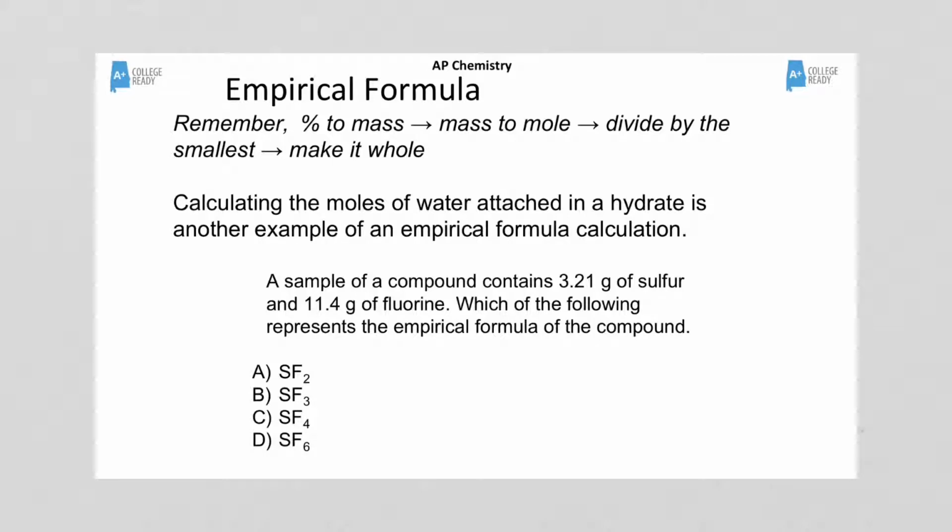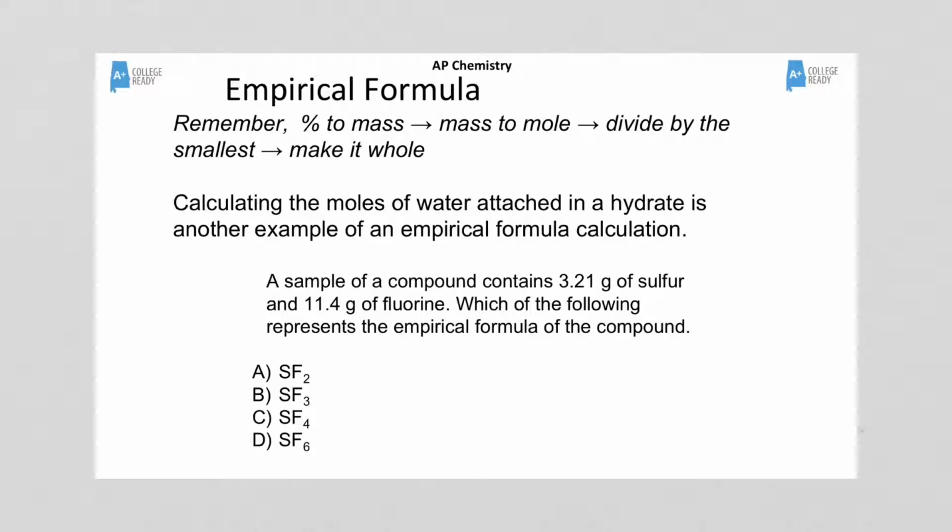As you notice, here's another example problem. It gives us a mass of sulfur and a mass of fluorine. Notice the rhyme starts off with percent, but we already have masses, so we can just skip right to that second phrase, mass to mole. So our goal here is, even though we don't have a calculator, the numbers are set up so the math is simpler. We can look up on a periodic table the molar mass of sulfur, which is about 32, 3.21 grams of sulfur divided by 32, and then we'll take 11.4 grams of fluorine. Its molar mass is 19.